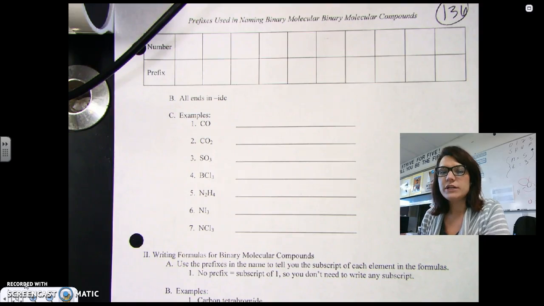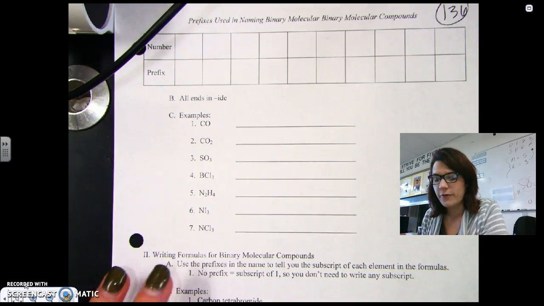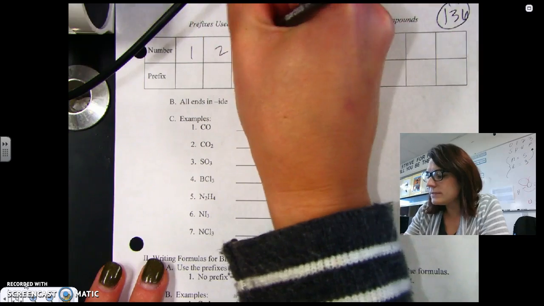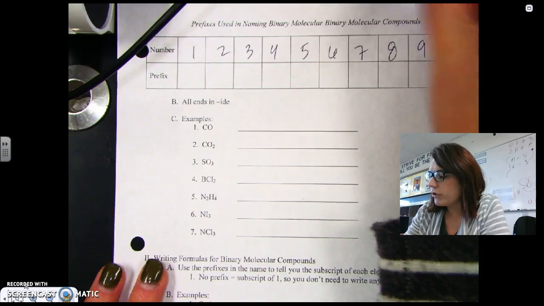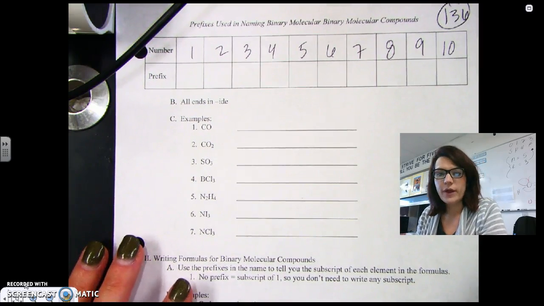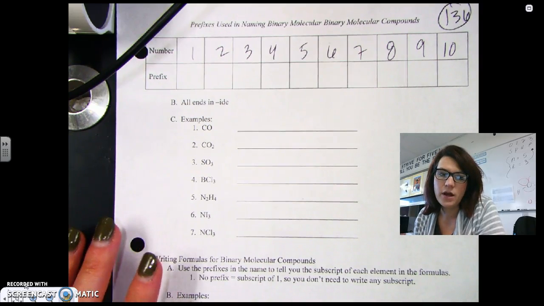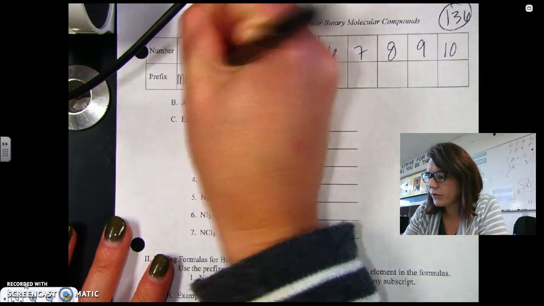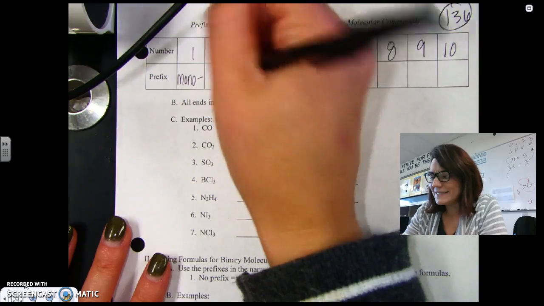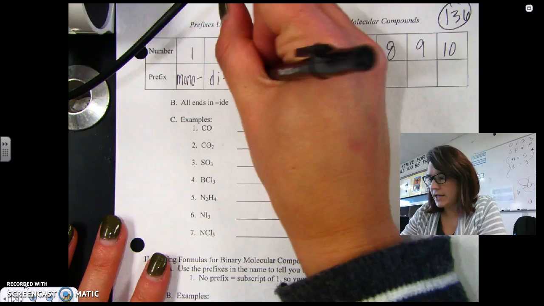So the first thing that we need to do is develop these prefixes that we're going to use to identify how many atoms are in a specific molecule, okay? You are responsible for having these prefixes memorized for your test on Wednesday, okay? We're only going to go up to 10 with prefixes, and I have some things that can help us remember what these prefixes are. So 1 is mono, okay? 2 is di, okay? 3 is tri, like a tricycle.